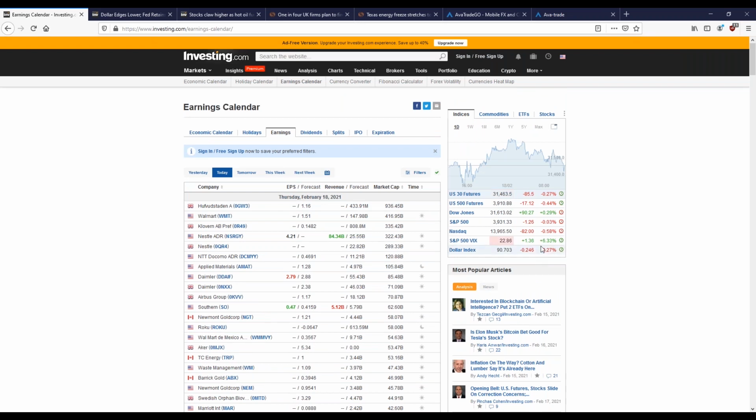Remember, we saw up here over 6% rise in the fear index, the volatility index, and markets are red still. So which way is the wind blowing right now? Kind of negative for indices and stocks at the moment.